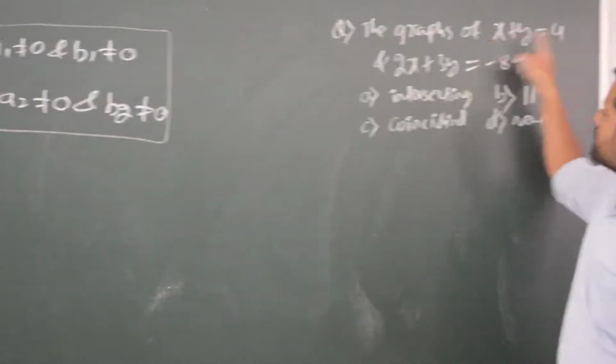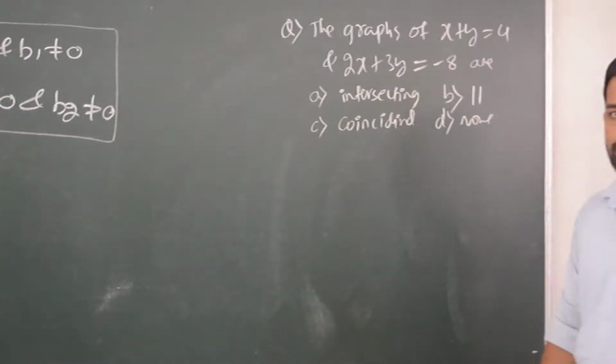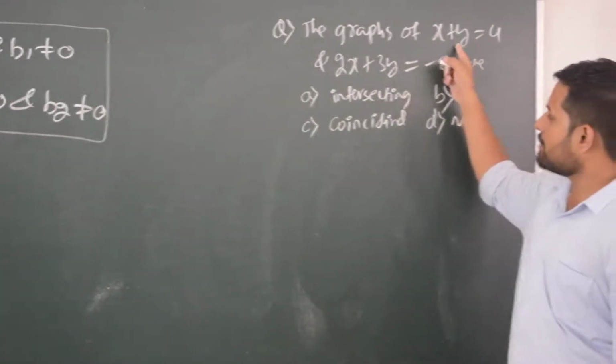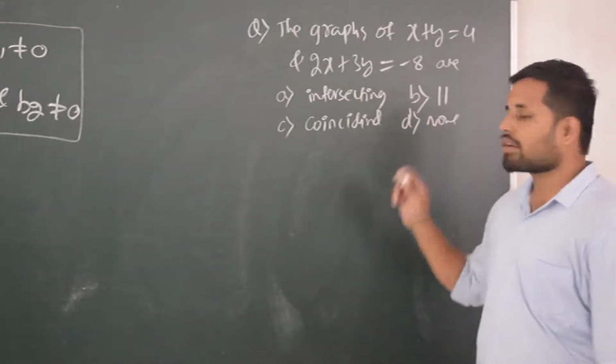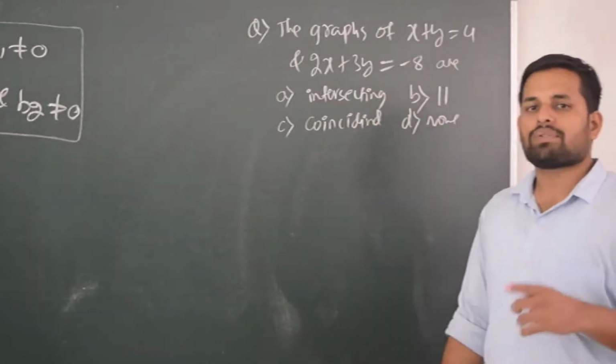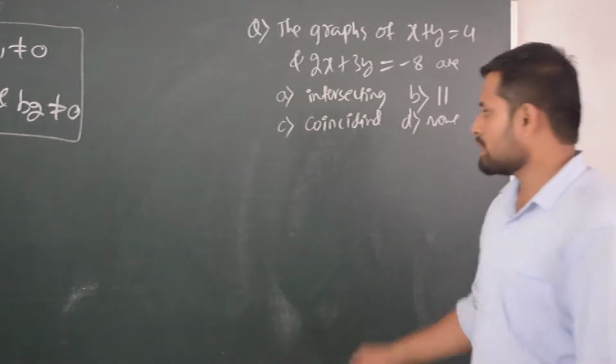The graphs of this equation and this equation are... Now you have to draw this graph and this graph, and you have to find out whether they are intersecting or not, or are they parallel or not, coinciding or not. Will you do that much work for 1 mark? No, right? So for that, what are you supposed to do?